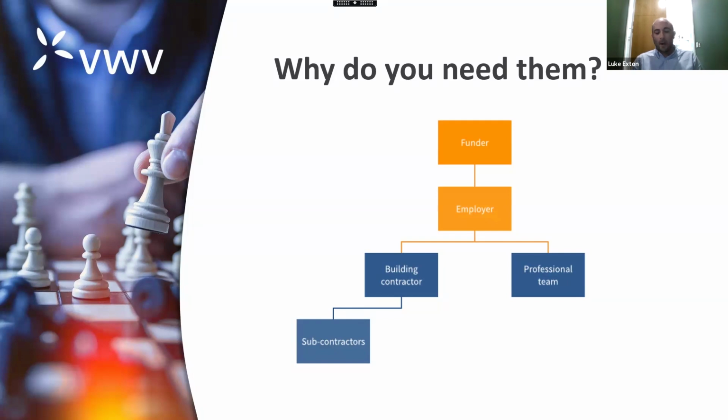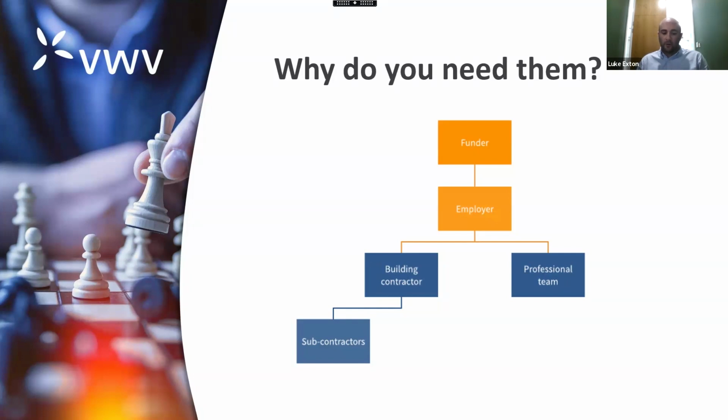The building contractor, as you'll probably know, will not do all the works themselves, and you'll see a line below them to the subcontractors. They'll appoint them individually under individual subcontracts, and they'll carry out different elements of the work. So you're going to get roofing subcontractors, maybe a lift subcontractor, and the list goes on and on.